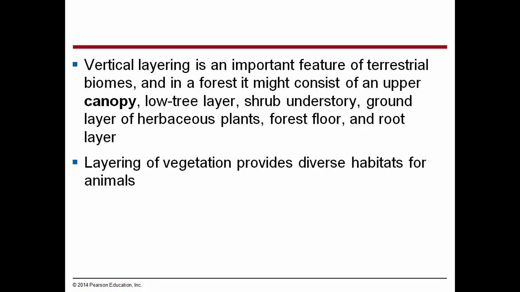Vertical layering is an important feature of terrestrial biomes, and in a forest it might consist of an upper canopy, a lower tree layer, a shrub understory, a ground layer of herbaceous plants, forest floor, and root layer. Layering of vegetation provides diverse habitats for animals. So this type of layering can cause competition for sunlight by different trees in that area, and the understory plants may compete for available sunlight underneath those canopies.